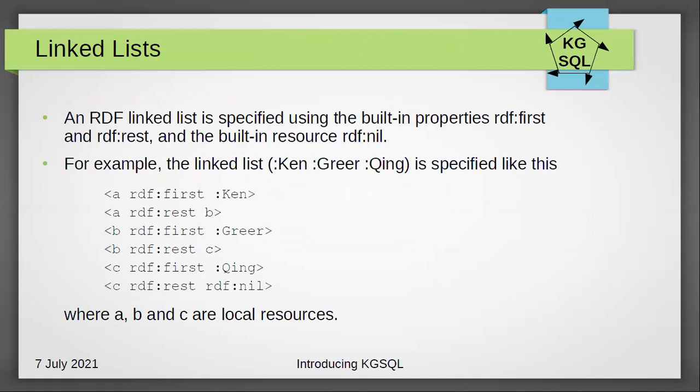There is a mechanism for defining a linked list in RDF. I give an example there of a linked list linking 3 people, Ken, Greer, and Ching. And I show how this is specified with statements in RDF. A, B, and C here are local resources. So that looks good. It is, in fact, used a lot in RDF.